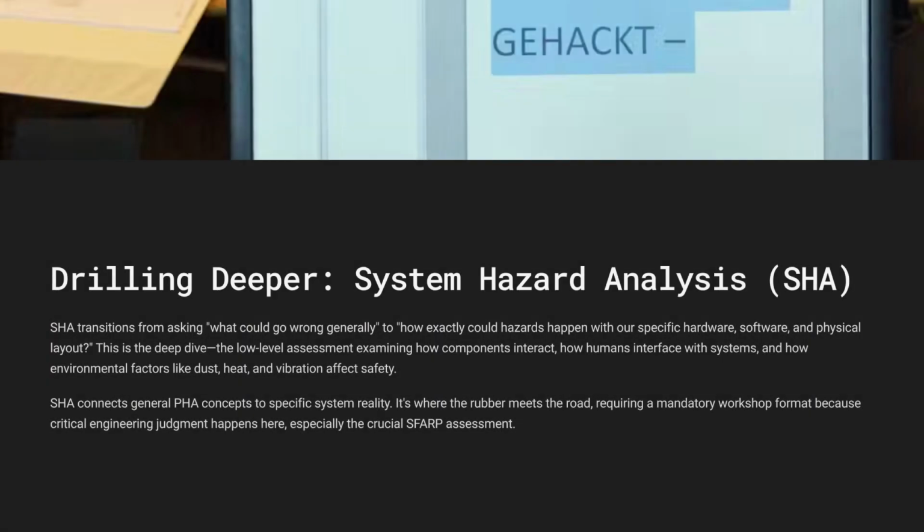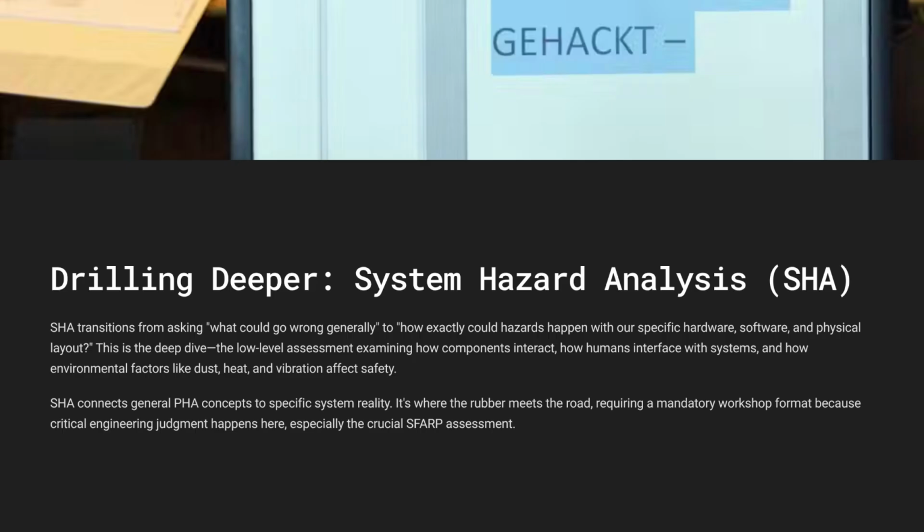Right, so now we stop asking what could go wrong generally and start asking, okay, with our specific hardware, our software, the physical layout, how exactly could those general hazards actually happen here? Precisely. SHA is the deep dive, the low-level assessment. It looks at how the hardware bits talk to the software bits, how humans interact with it, even environmental factors, dust, heat, vibration. It's where the rubber meets the road, connecting the general PHA ideas to the specific system reality. Exactly. And this leads us to something crucial.